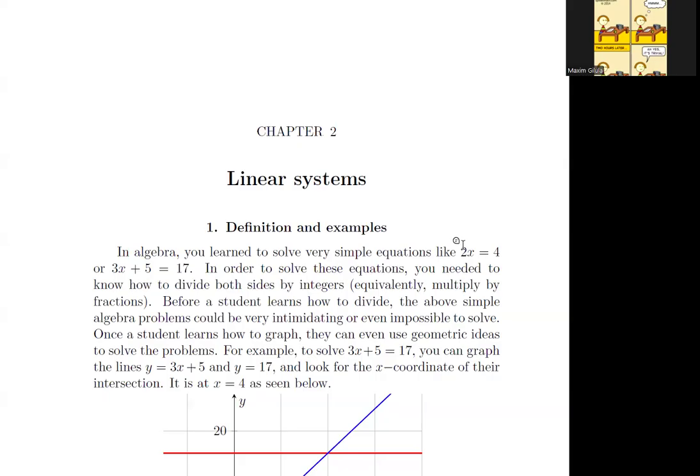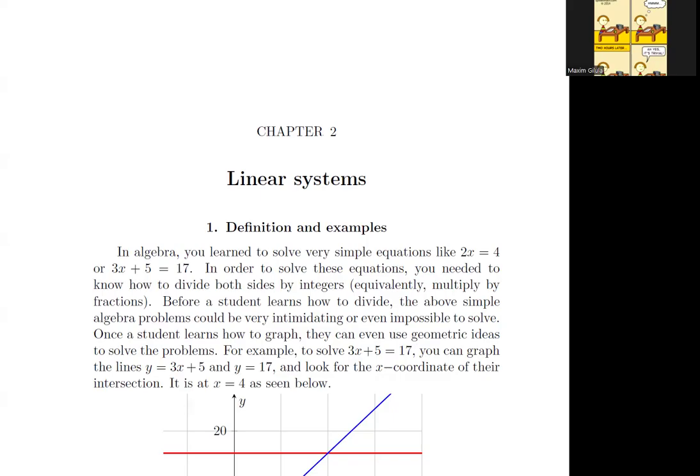So an easy example is in algebra, you learn how to solve things like 2x equals 4 or 3x plus 5 is 17. So for 2x equals 4, you just need to divide both sides by 2, and right away you see x is 2. 3x plus 5 is 17 is a little bit more involved. You first subtract 5, and then 3x is 12. And then you divide both sides by 3 to get x is 4.